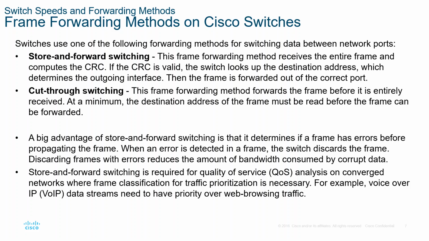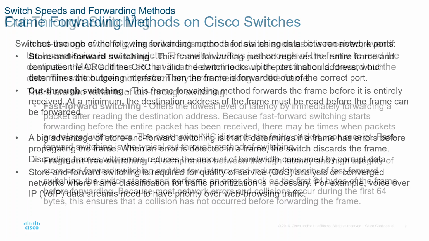Once it gets the destination address of the frame, it will just forward it without performing any error checking. The advantages of store and forward are, first, there is error checking before frame forwarding, and second, it reduces the amount of bandwidth consumed by corrupt data. By default, Cisco devices use store and forward switching. It is very important for the quality of service on a converged network.